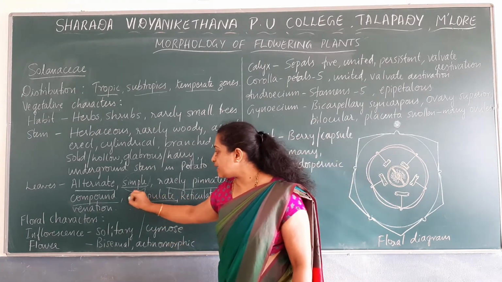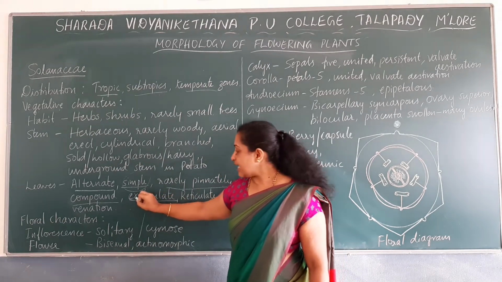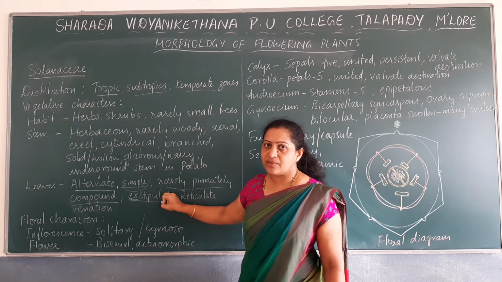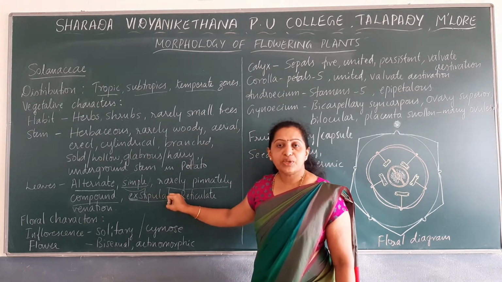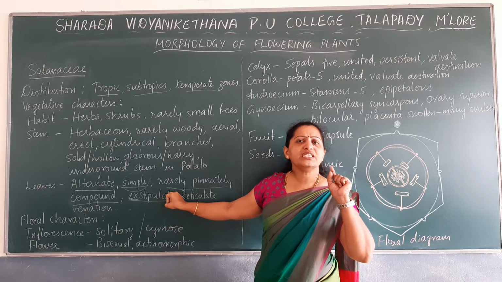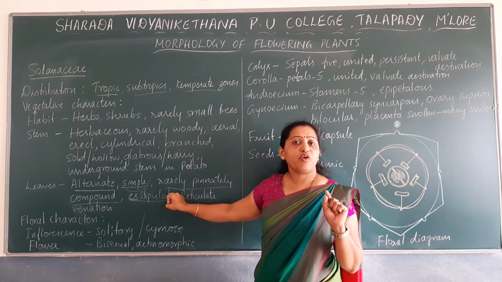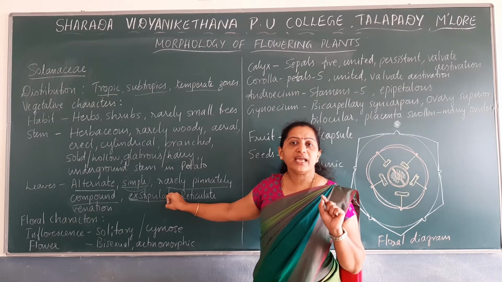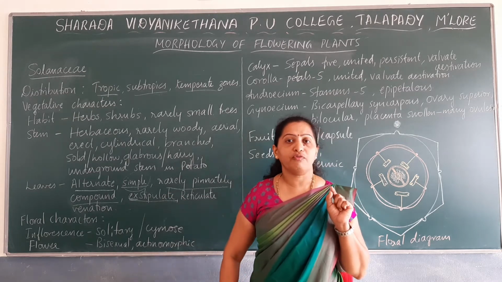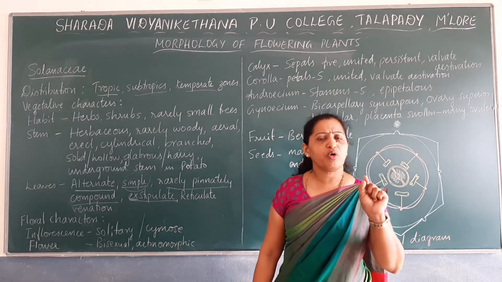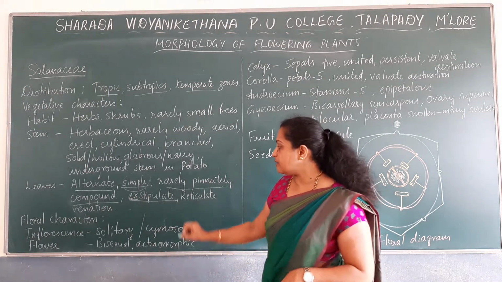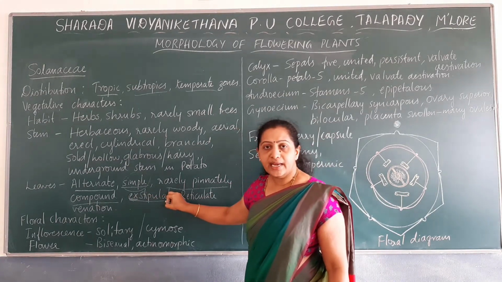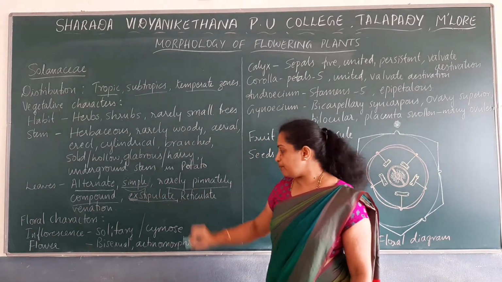Then exstipulate. So ex means not stipulate, they do not have stipules. The leaves do not have stipules. Stipules are very small leaf-like appendages formed at the base of a leaf, usually a pair of them. They are called stipules. So here exstipulate indicates that stipules are not present.